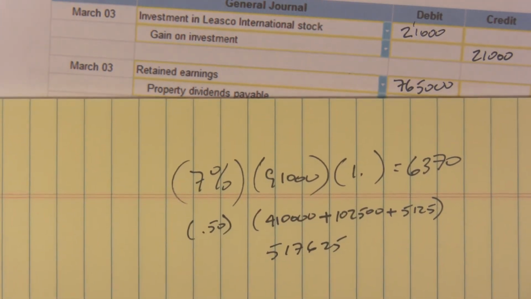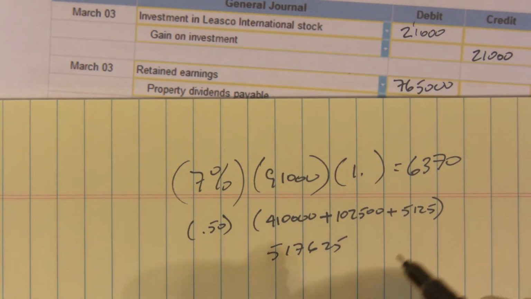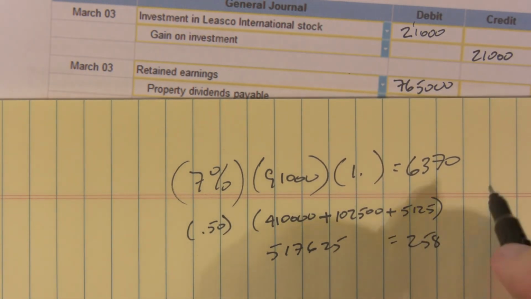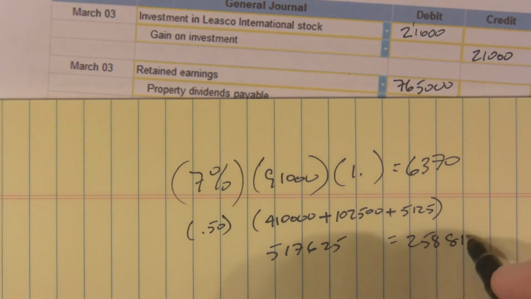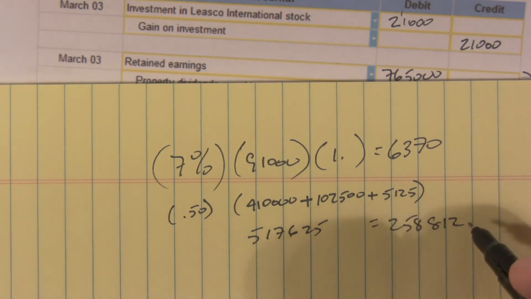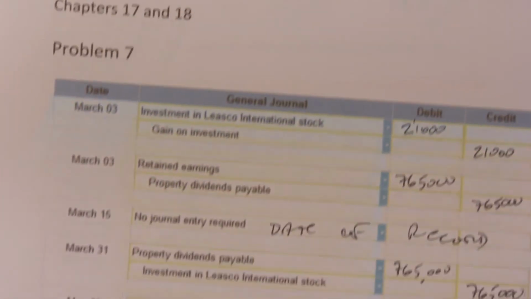When we add that all together, we have 517,625 shares outstanding. Each one of those gets 50 cents, okay? So when we multiply that by 50 cents, we come up with $258,812. None of this stuff is hard. You have to remember to go through in order. So let's do the journal entries for all of that.